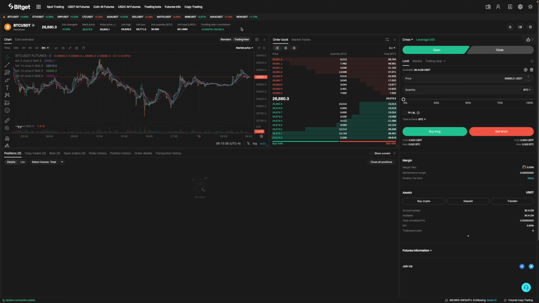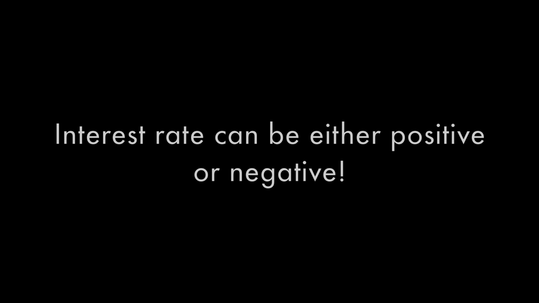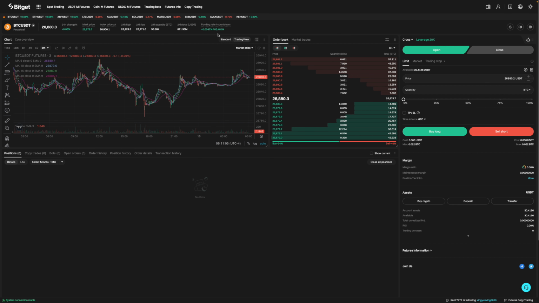Now, going back to the trade dashboard on Bitget, if you look over here, you can see that there's a funding rate section. There's a percentage and a countdown timer. So the way the funding rate works is every 8 hours, interest, in other words, funding, is settled. This number can be either positive or negative and can change at any time. The reason why this number changes is because it depends on market conditions. Basically, it depends on the amount of longs versus shorts.